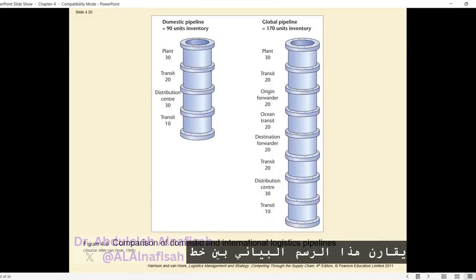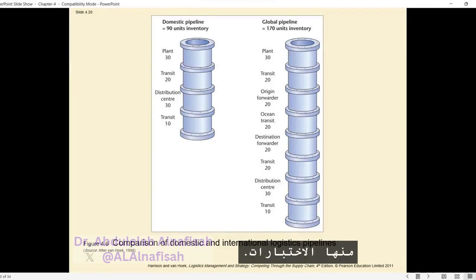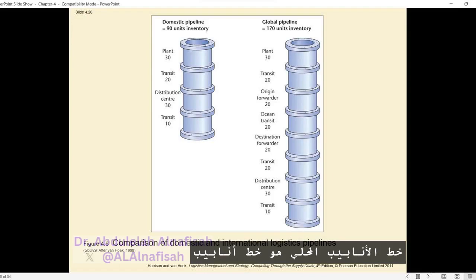This diagram compares a domestic pipeline and a global pipeline, showing the different stages and their respective unit inventories. It shows how the length and complexity of the distribution channels affect the total inventory level. Here are some key points from the diagram. Domestic pipeline. This is a shorter and simpler pipeline where goods are delivered from the plant to the distribution center and then to the local transshipment point. The total inventory level is 90 units, which is the sum of the units at each stage.